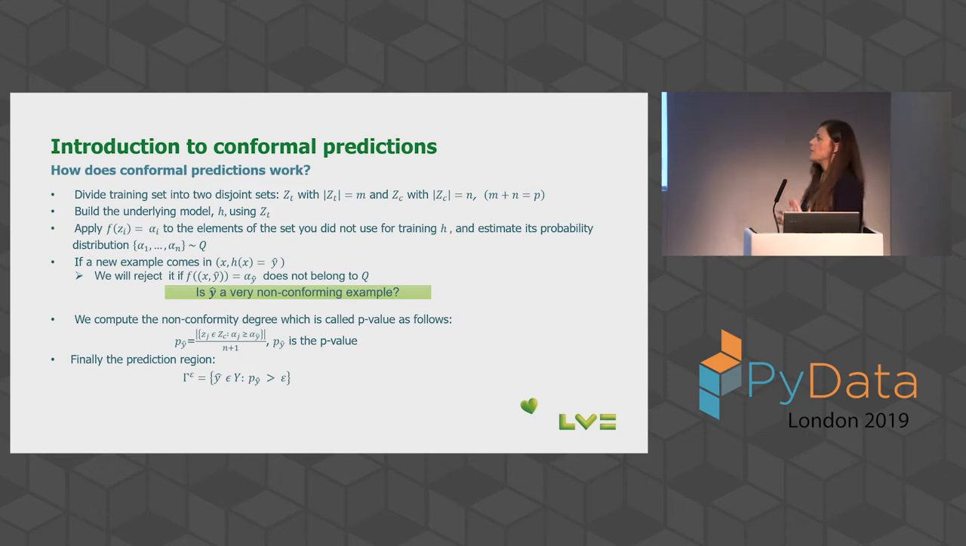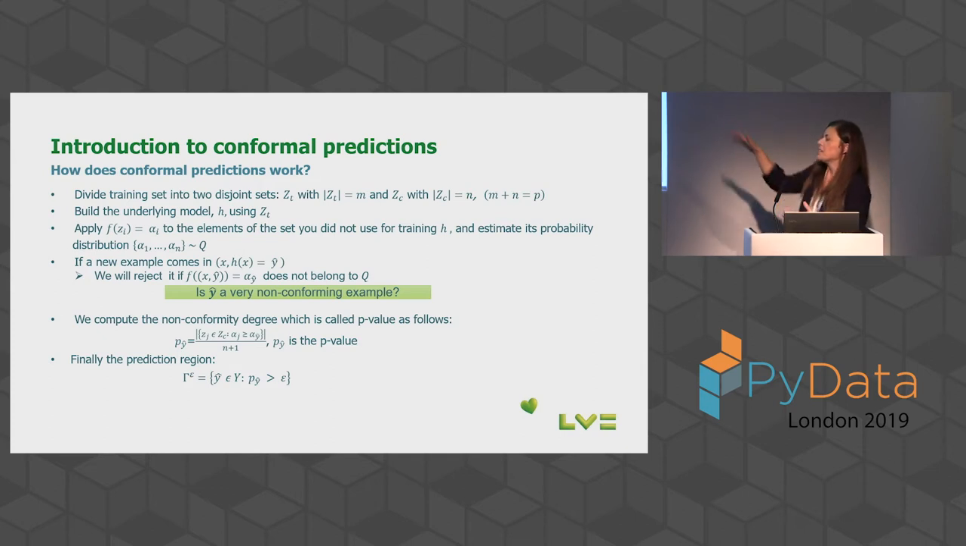So as I said, we divide the set of historical observations in two sets, one that we will use for training and another one that we will use for calibration. We build our model using the examples that we have saved for training. Then we apply the non-conformity function. Once we have applied it, we try to estimate the probability distribution of these scores. And then the only thing that is left is to decide whether the new example will be rejected or not.